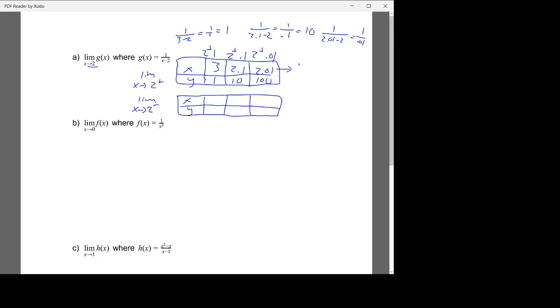So obviously the top ones were getting closer and closer to 2. But what are these bottom ones getting closer and closer to? You can see 1, 10, 100. The next one probably 1,000. They're going to infinity. They're getting larger and larger.